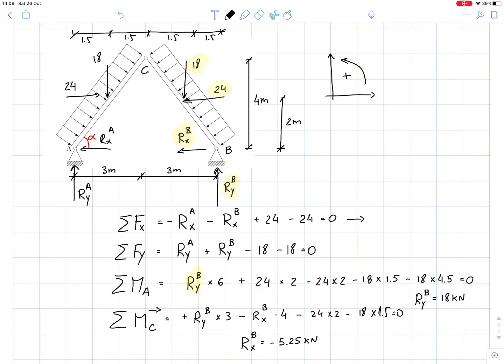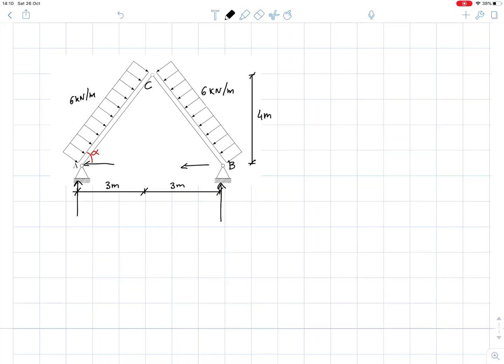Now, since I already know one of the reactions, this is easy to solve. And since I already know the other vertical reaction, now I can represent everything in one go. So the two vertical forces are both 18. This reaction is 5.25. The horizontal reaction in B is actually the other way around, 5.25.